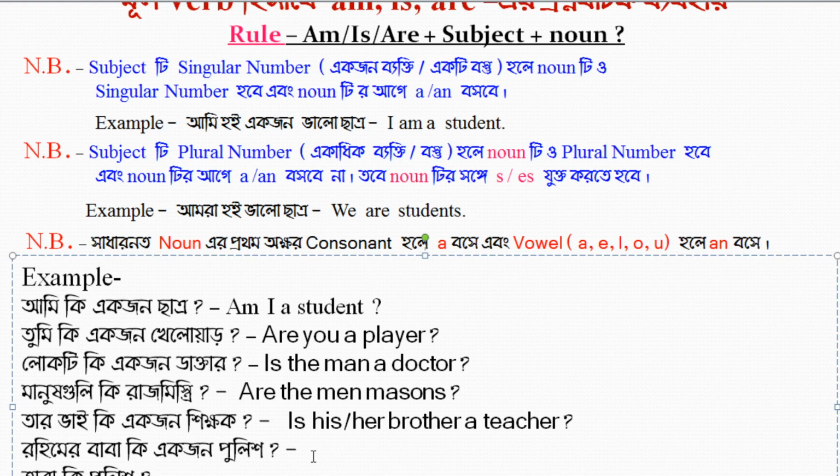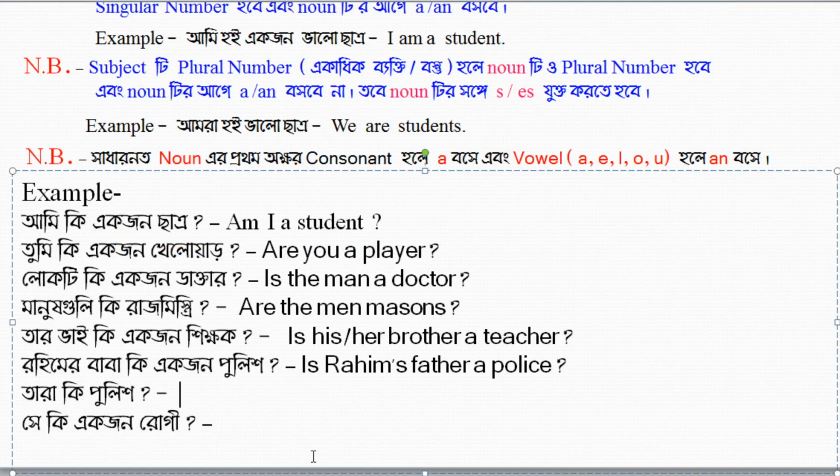Next question: is Rahim's father a police? Who is a police? Rahim's father. Only one, so we take is. Why did we take the apostrophe s? To show 's or of. If you see 's, you have to use apostrophe s. But if the subject is a material, then you use of, like the book of. Is Rahim's father a police?